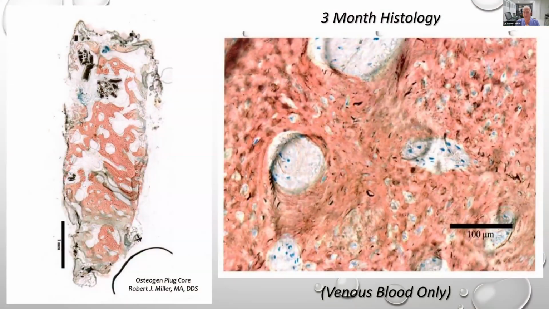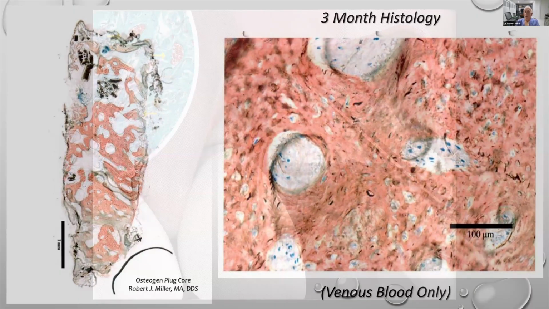This is a 3-month histology, just to show you that it is, in fact, an OsteoGen case. Here's a couple little crystals that are still there, still turning over. But look at the organization at 3 months. It's forming stress-bearing lamellar bone at 3 months. We're not waiting 4 months or longer, as we do with particulate graft material.